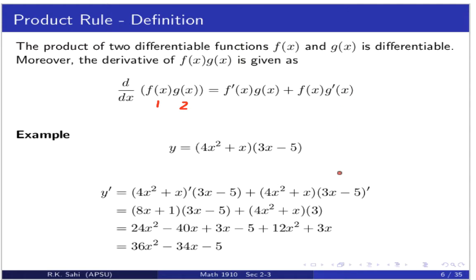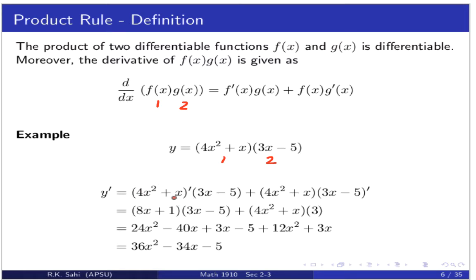So let's go back to the original problem we started with, and let's apply the real product rule. So we have 4x squared plus x times 3x minus 5. Normally I write 1 and 2 beneath it, to make my life simple. Then I take the differential of the first, written as 4x squared plus x prime, that basically means I'm taking the differential, times the second function, 3x minus 5, plus the first function as it is, 4x squared plus x, times the differential of the second, 3x minus 5.